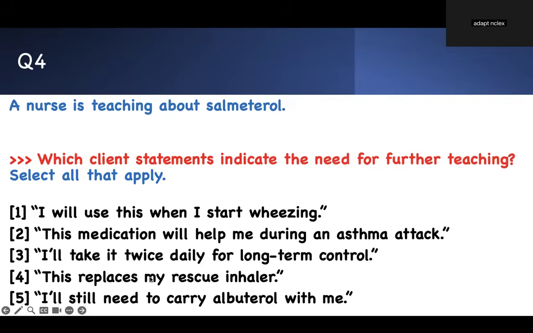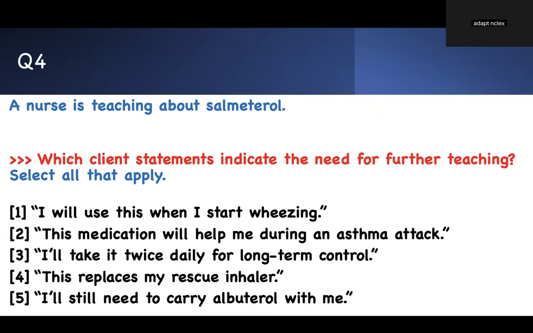A nurse is teaching about salmeterol. We've seen it. It's long acting. Which client statement indicates the need for further teaching? They don't understand a long-term management medication. You see the way I'm approaching it, breaking it down. Using the fundamentals of test-taking strategy to help you master these respiratory drugs in these NCLEX review questions.